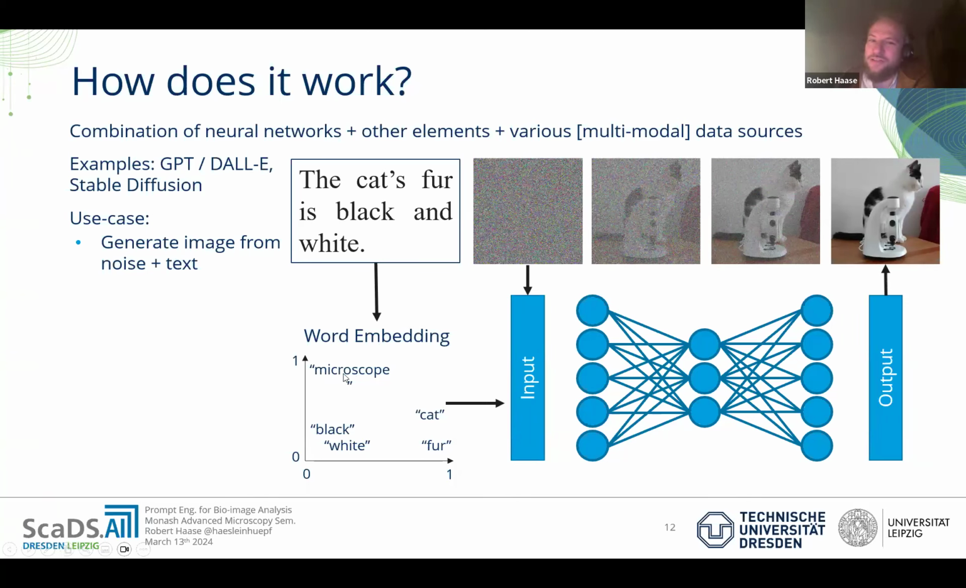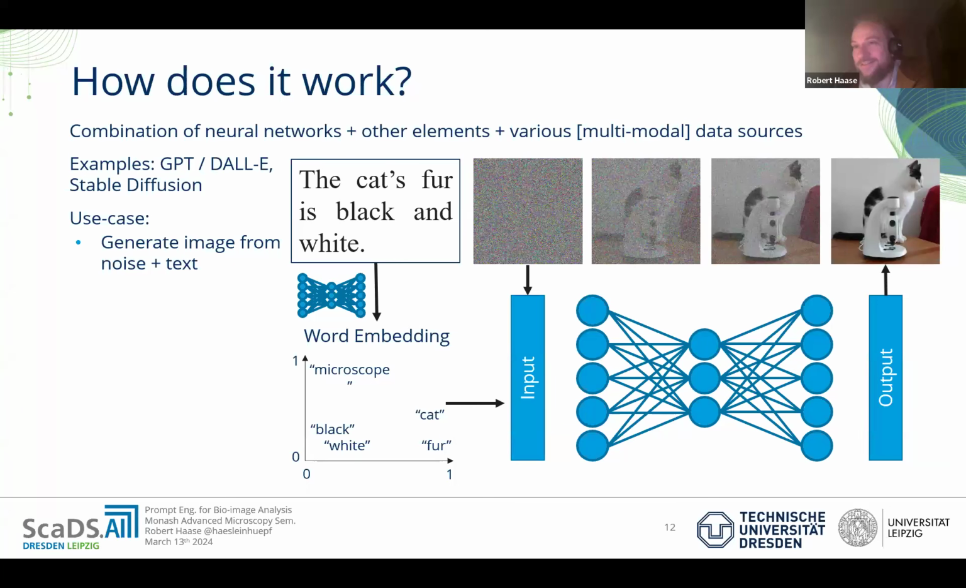But for example, the distance between the microscope and the fur is much larger because there are not so many microscopes which have a fur. So relationships between words and languages can be expressed in such a word embedding with distances. Again, typically they have higher dimensions. And you may now wonder, how do I come from a sentence like that to a word embedding expressing the information in this sentence? Also for this you need a neural network.